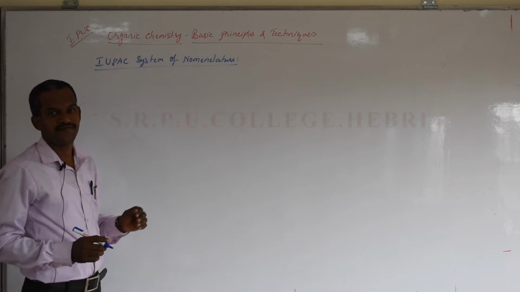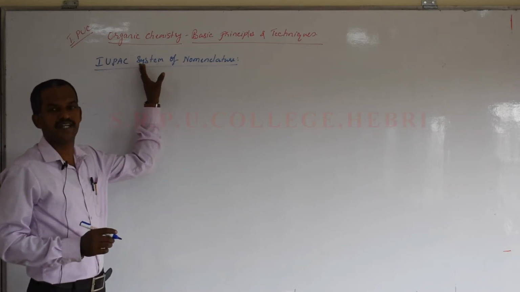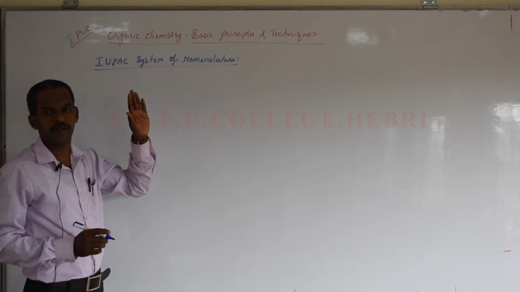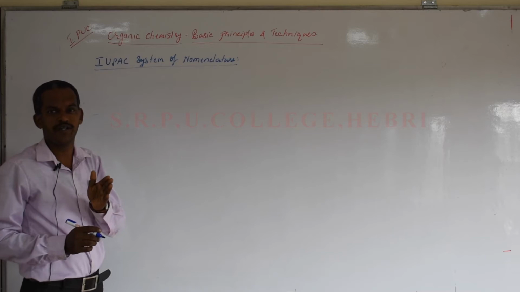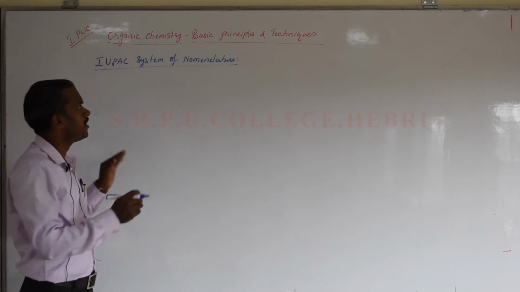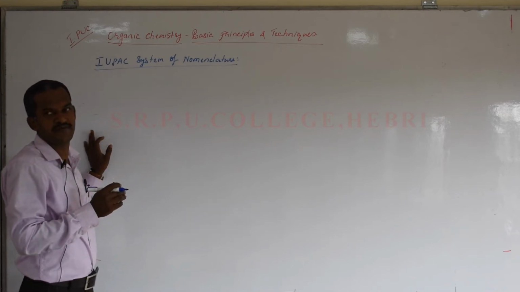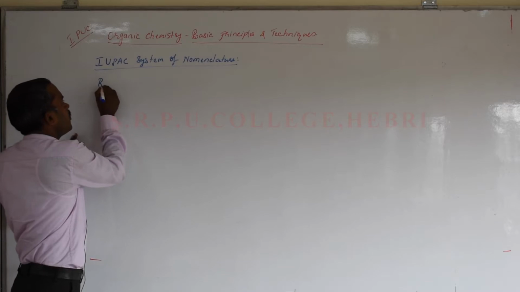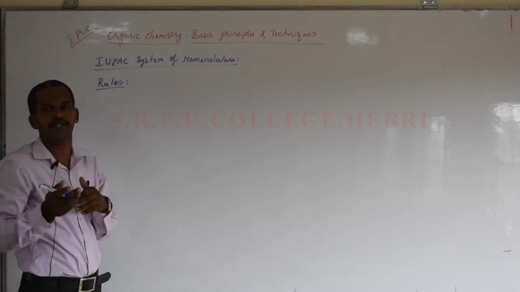Hello students, in the last class in IUPAC system of nomenclature we studied the 5 different terms. You remember that is a primary prefix, secondary prefix, root word, primary suffix and secondary suffix. So today try to understand the different rules used in IUPAC system of nomenclature. It is not just the words and rules. If you know it is sufficient, you have to know the application part of that.